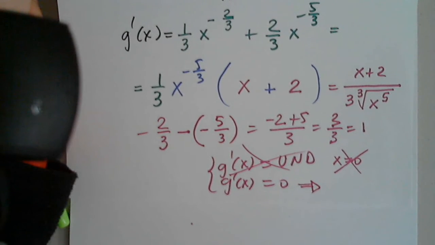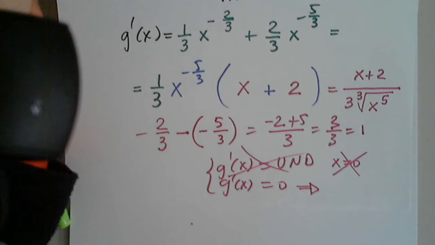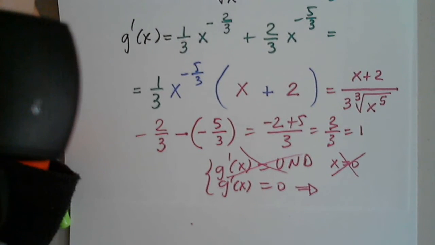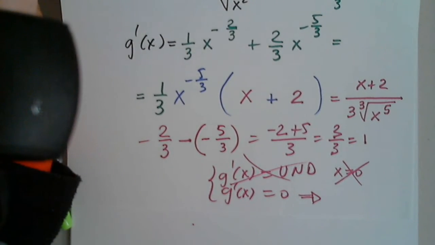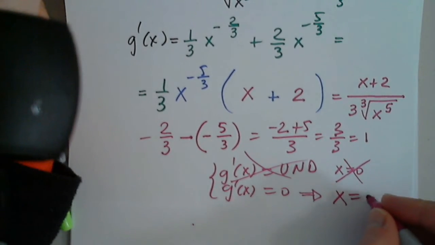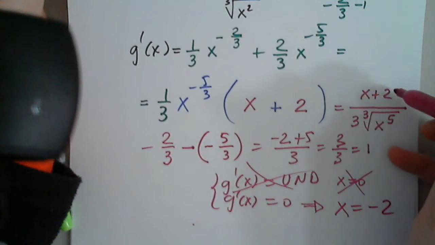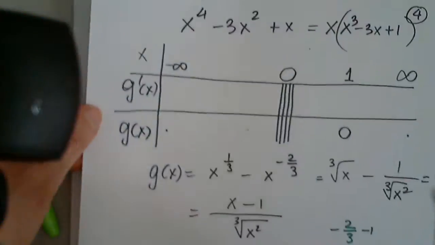Okay, let's say Oscar. What do you think? What is g prime being 0? What does that give us? Anyone? Would -2 work? Of course, the only one is -2. A fraction is 0 only when the top is 0. X plus 2 equals 0 means x equals -2. Awesome.